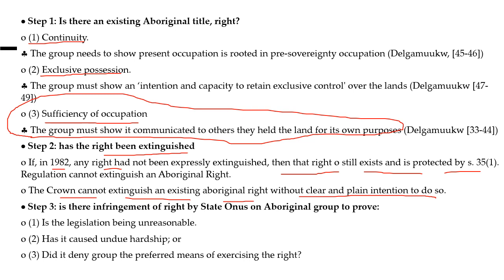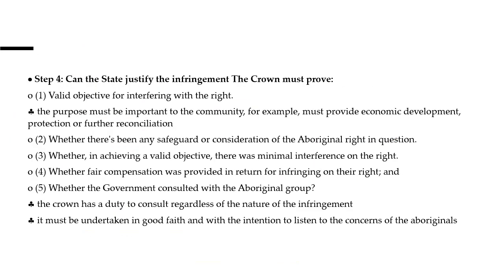Third, is there infringement of the right by the state, which the Aboriginal group has to prove? So, is the legislation unreasonable? Has it caused undue hardship? All those things that we discussed earlier under Aboriginal right come into question here, because Aboriginal title is nothing but a wider right held by Aboriginal people related to land. Did it deny the group the preferred means of exercising the right? This denial has to be shown to have caused some kind of harm or interference.